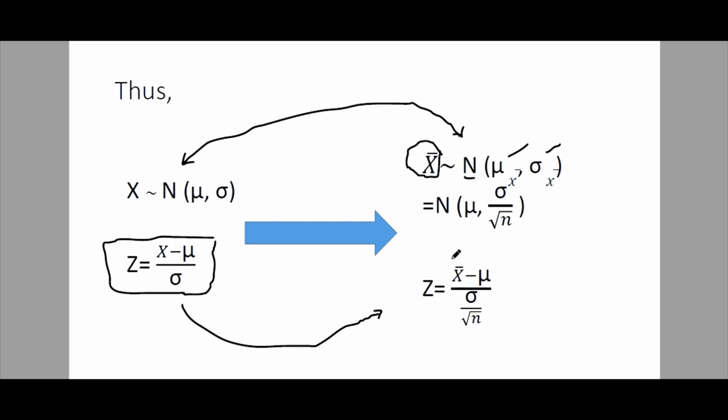Our x will become x bar, which is the sample mean, minus the population mean, divided by the standard deviation divided by the square root of n. So this will be our formula for the central limit theorem.